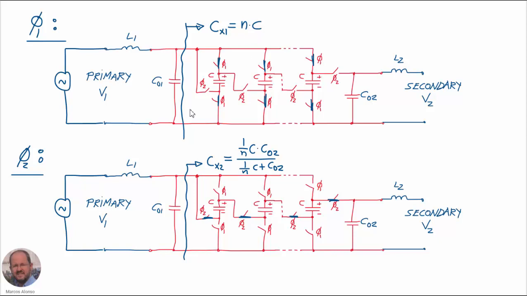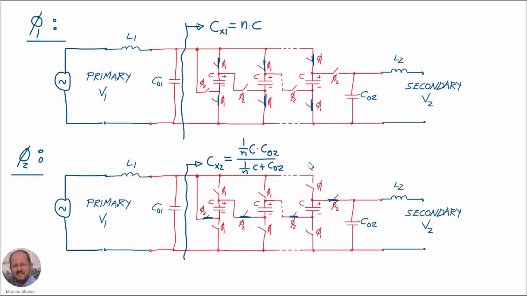And during interval phi2, what our converter can see from this point is the following: in this interval we are closing switches phi2, so it is going to see n capacitances in series with capacitance CO2. So the equivalent capacitance that is being seen from this point is this value here. So this is the reason why we have to consider these two capacitances.